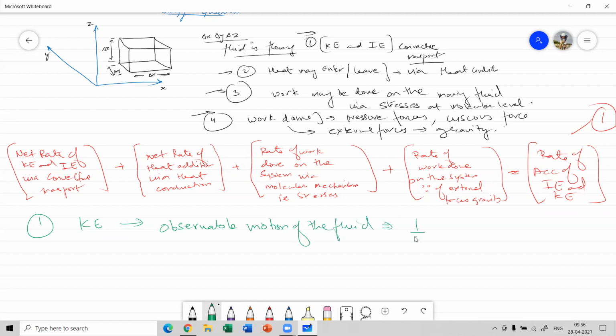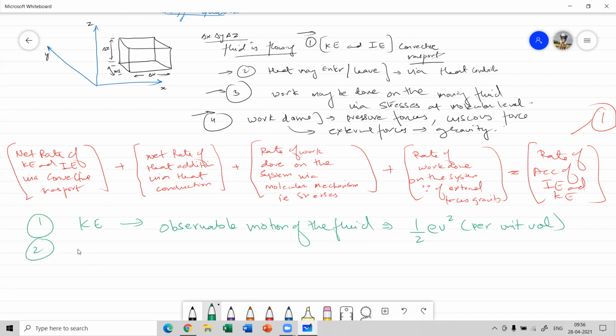Which can be written as half rho v square, that is per unit volume. So kinetic energy per unit volume, that is half mv square by total volume. So half rho v square represents the kinetic energy per unit volume, which is because of the motion of the fluid, because of the convective nature of the fluid.